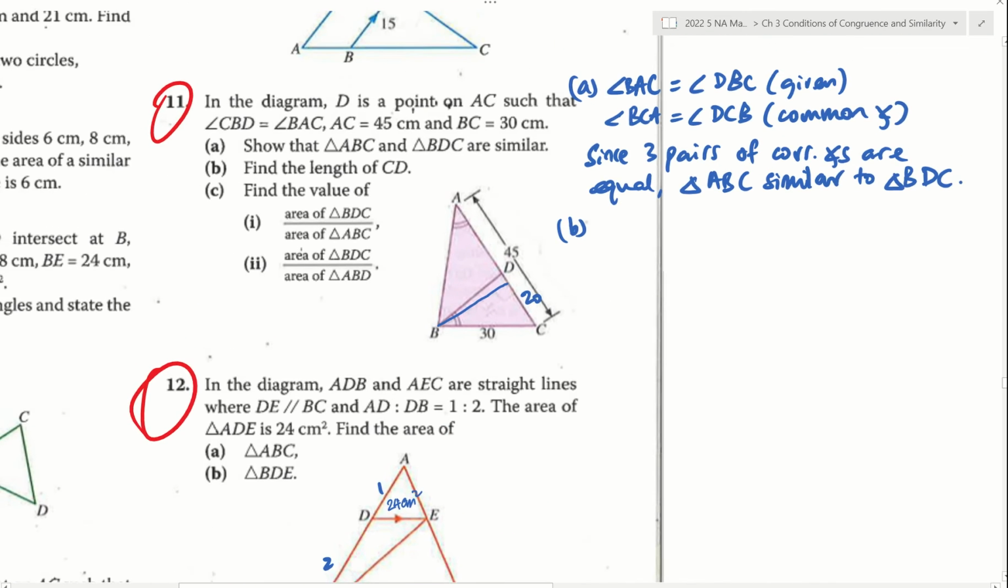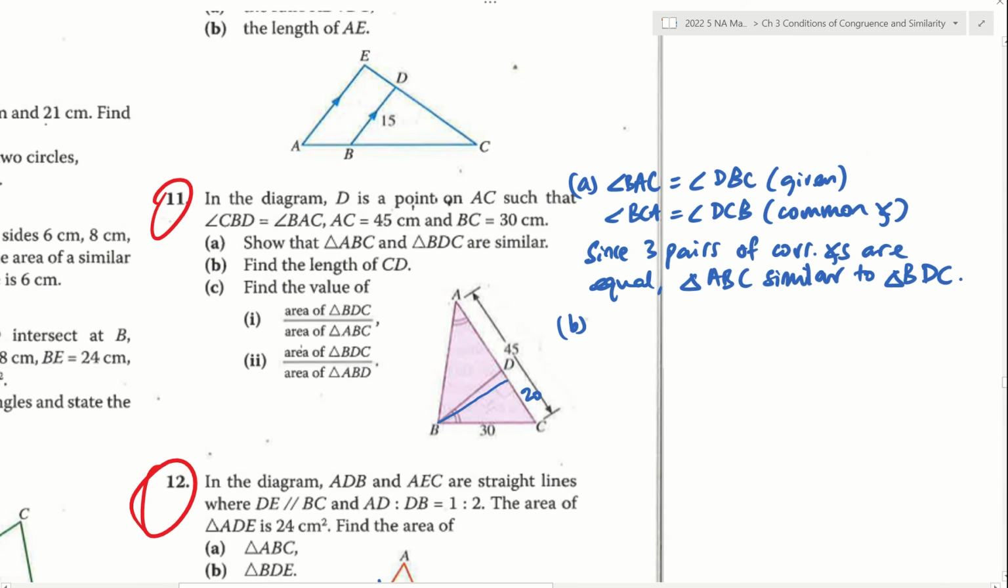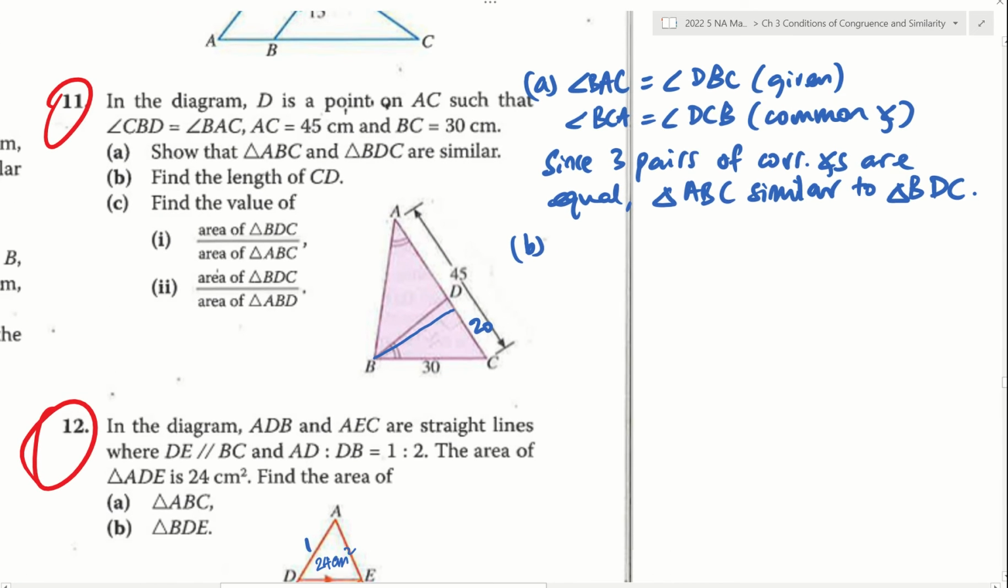Okay, so yesterday we stopped at question 10. So today we will continue with question 11, where we are asked to show that two triangles ABC and BDC are similar. I've already given you the first answers to part A, where we prove that two of the angles are the same. Because two angles are the same already, then the third angle must be the same. We quote that since three pairs of corresponding angles are equal, then those two triangles are similar.